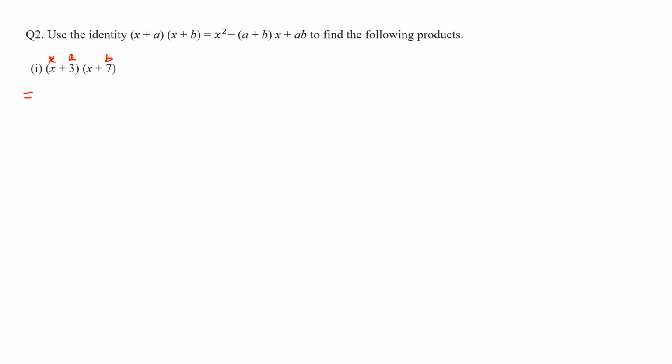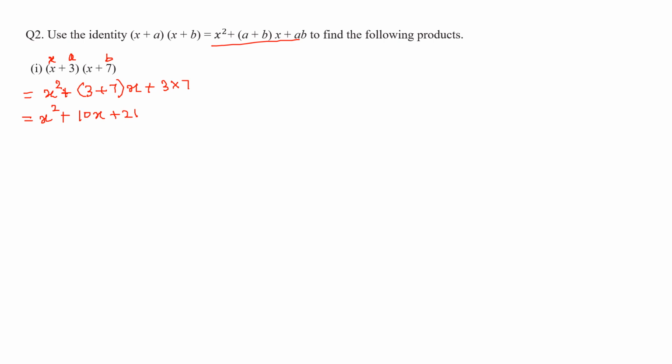Now try to use the identity x² + (a + b)x + ab. So x² + (a + b), your a is 3 and b is 7, multiplied with x, plus a into b, 3 into 7. So this will give you x², 3 plus 7 is 10x, plus 21. So this was the simplest question.